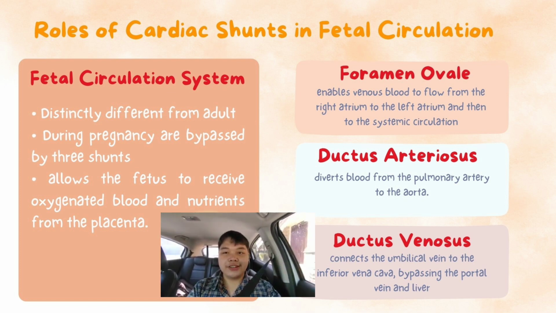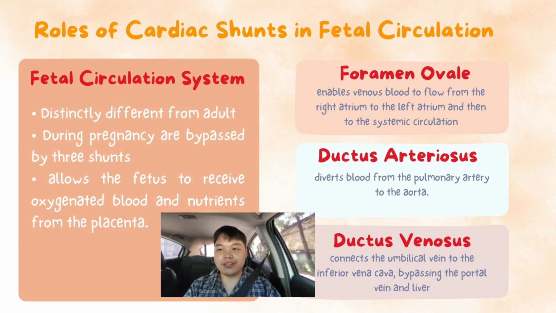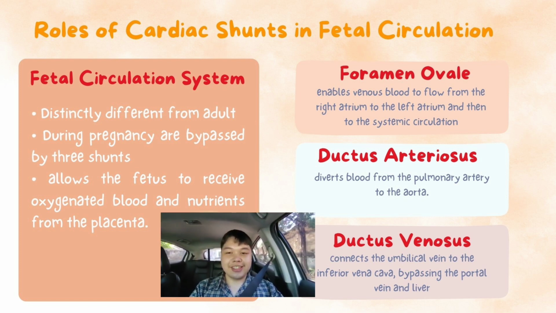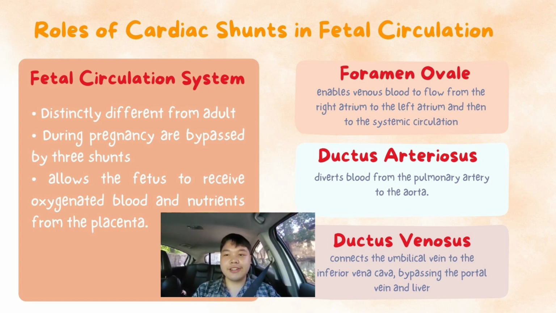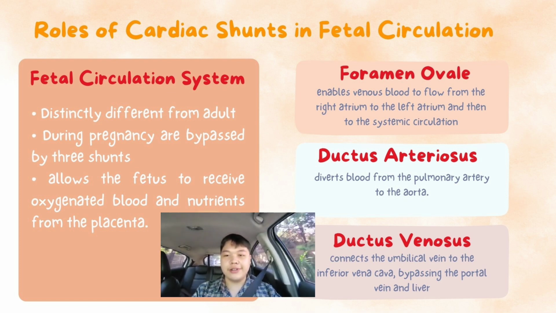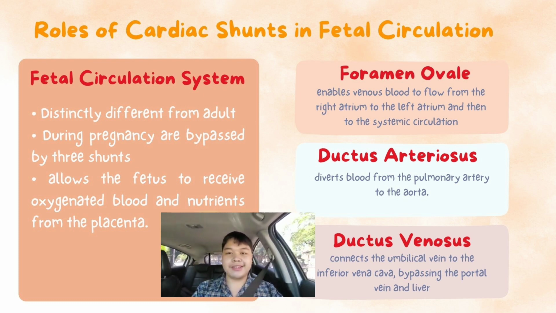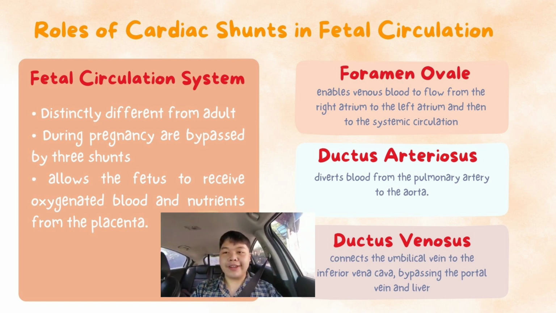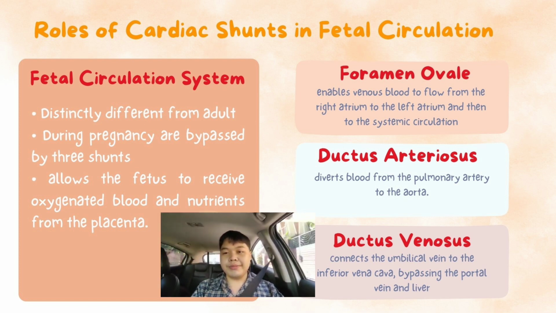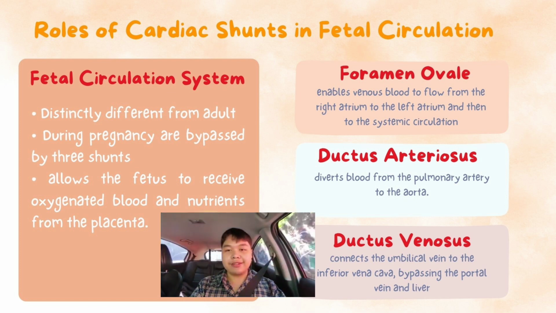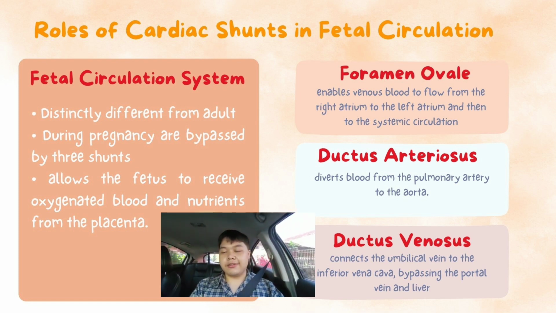The fetal circulation system is distinctly different from adult circulation. During pregnancy, the fetal lungs and liver are not fully developed and are bypassed by 3 shunts. This intricate system allows the fetus to receive oxygenated blood and nutrients from the placenta. It consists of the blood vessels in the placenta and the umbilical cord, which contains 2 umbilical arteries and 1 umbilical vein. Fetal circulation bypasses the lungs via a shunt known as the ductus arteriosus.